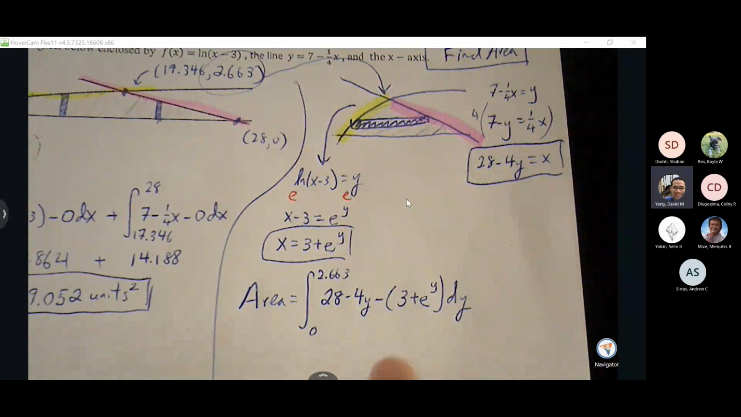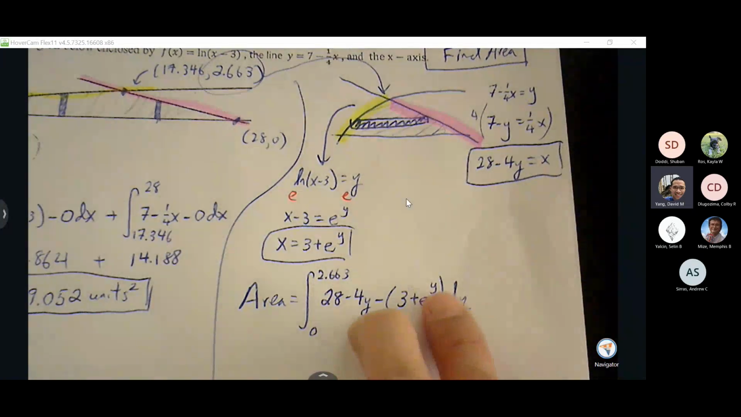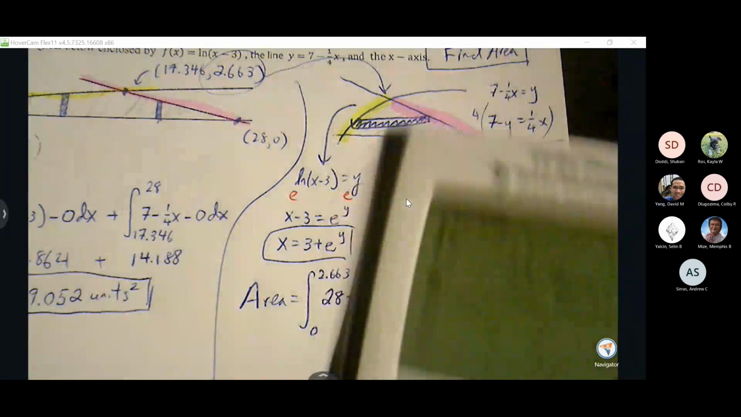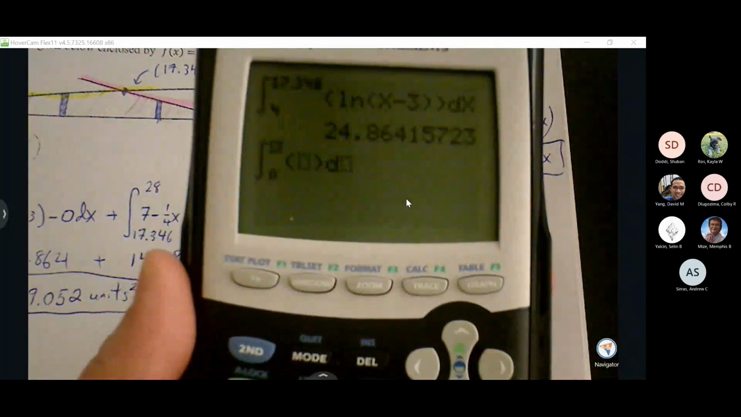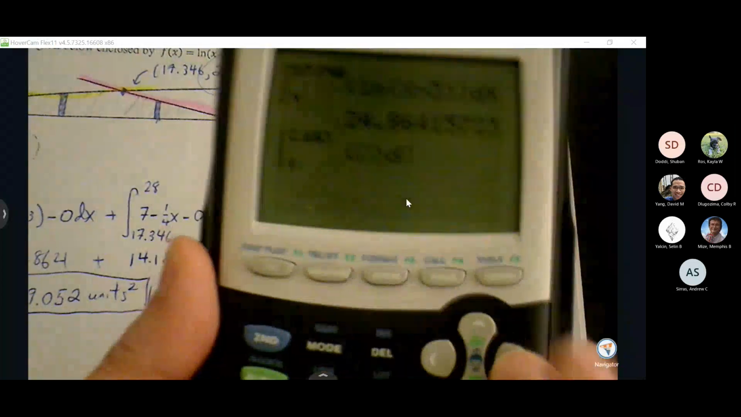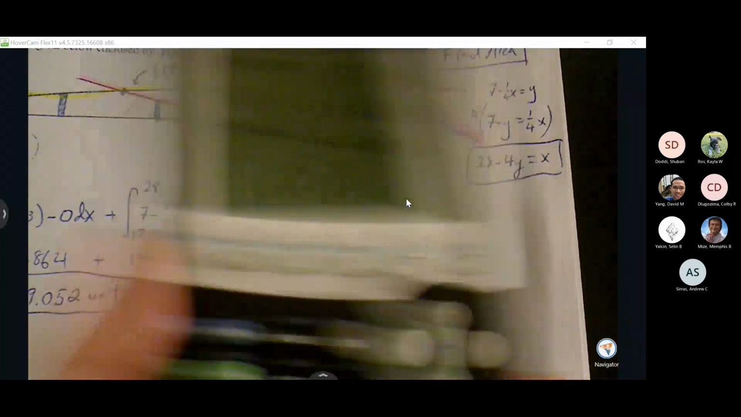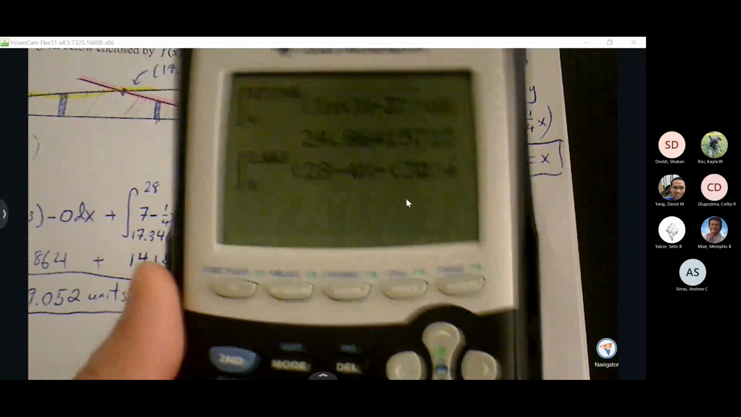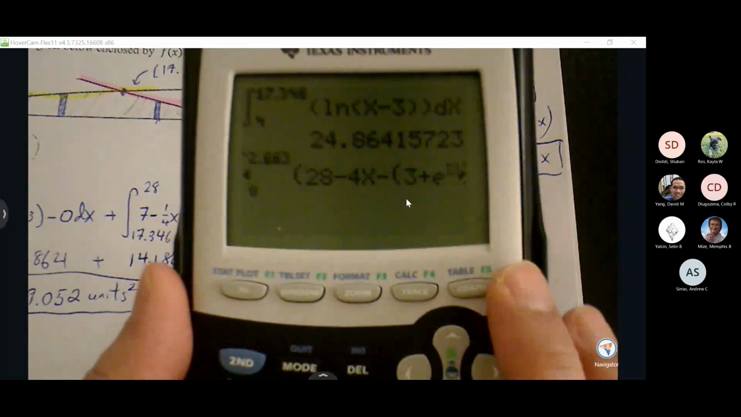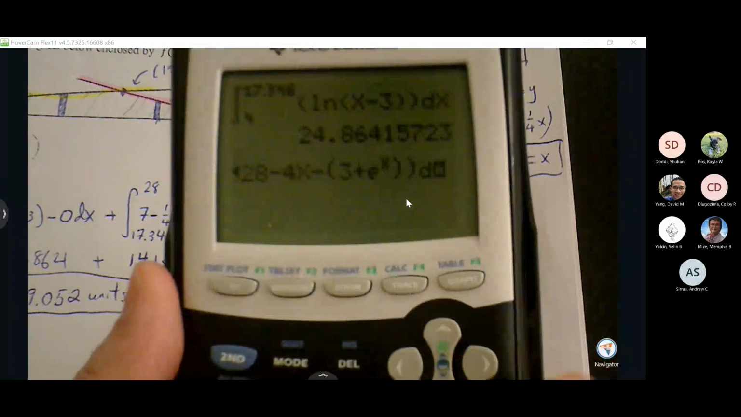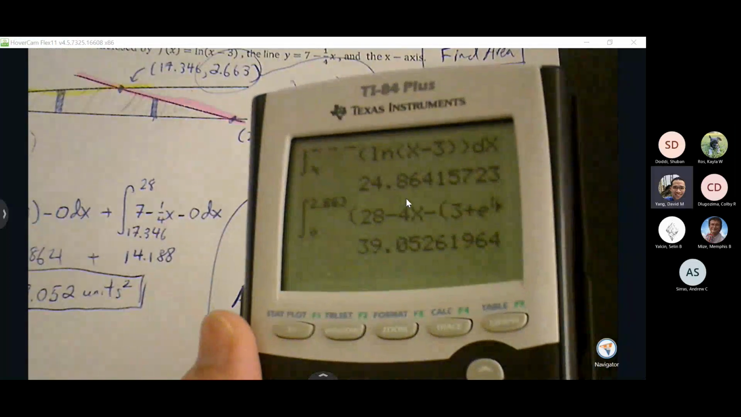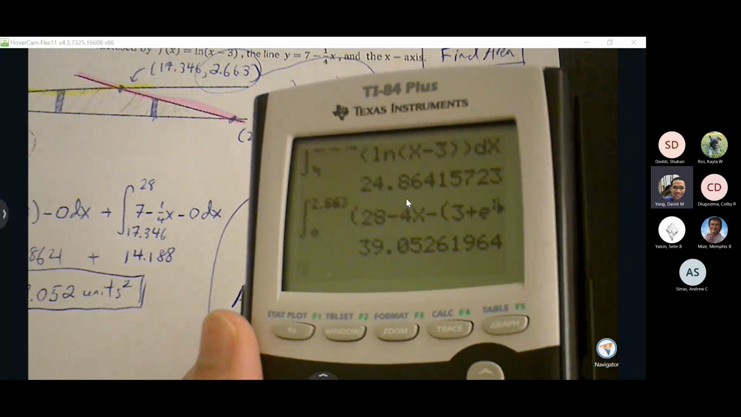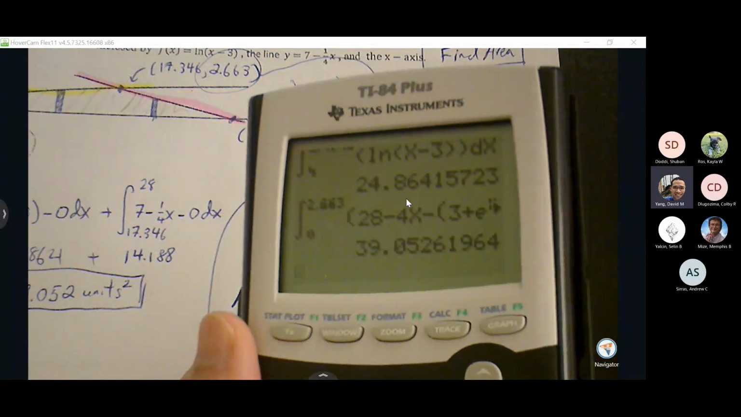I put all this in the calculator. The only adjustment in the calculator is that you have to make sure you use the X variable. So don't try to force it into a different variable. The calculator is not going to like that. So, same answer, 39.052.